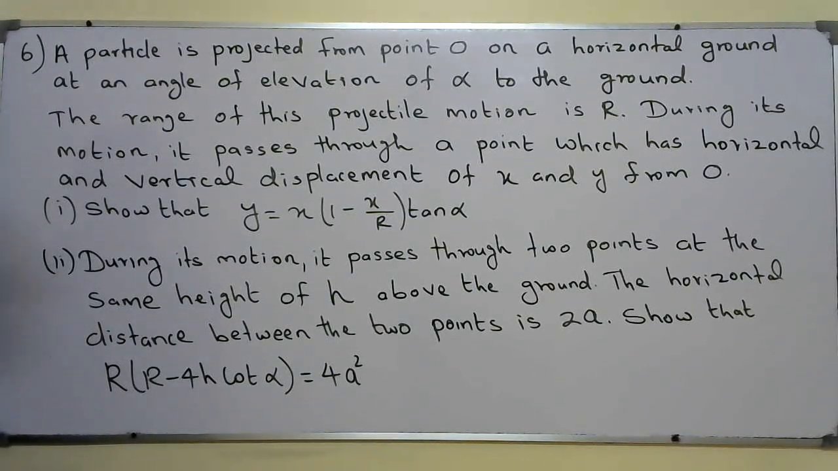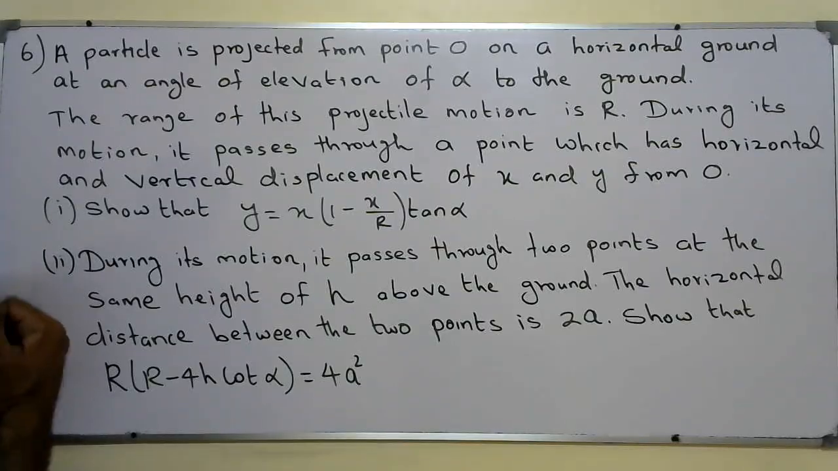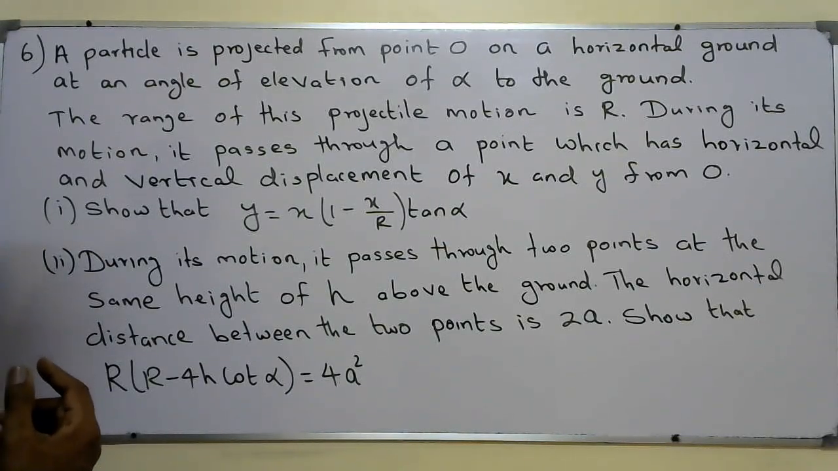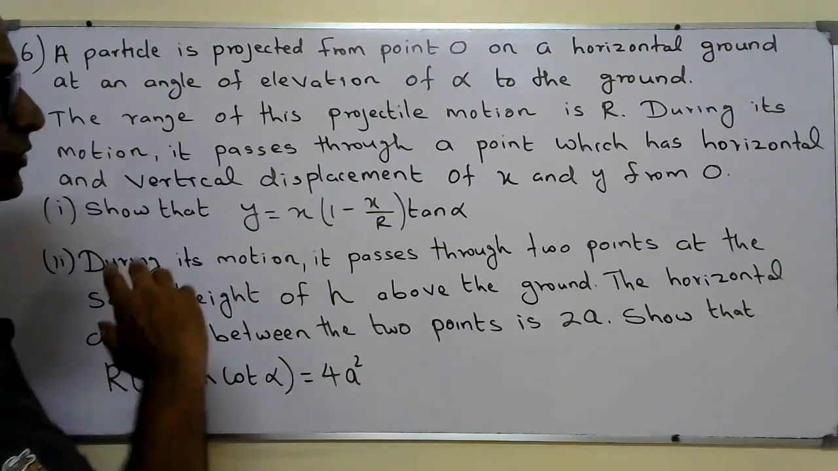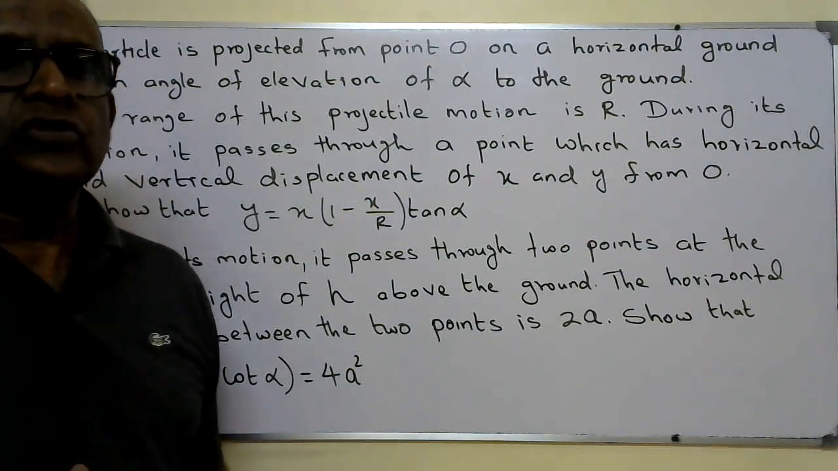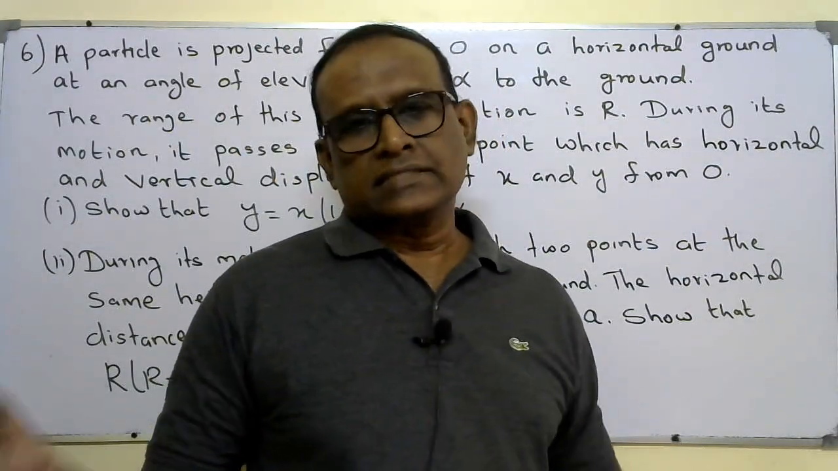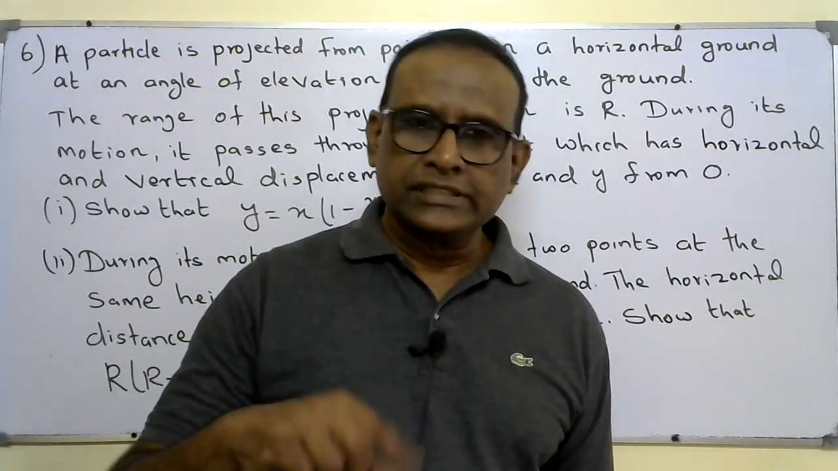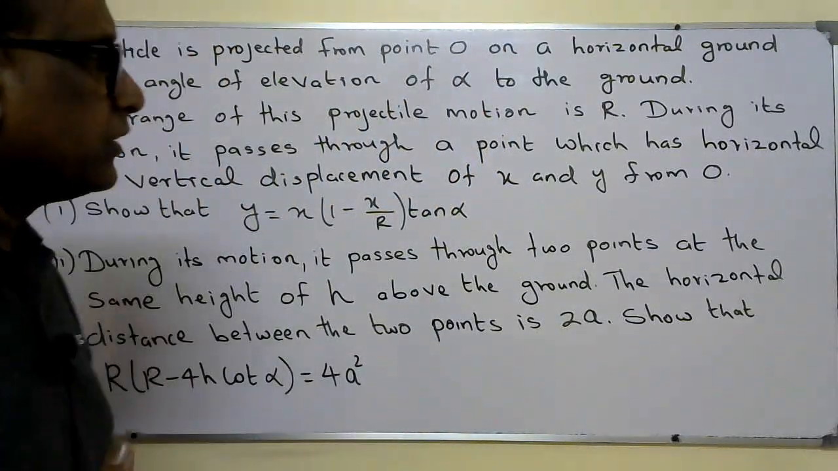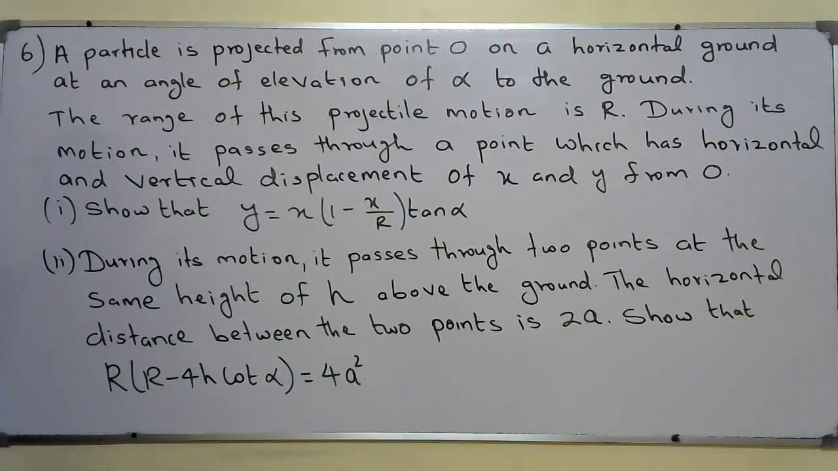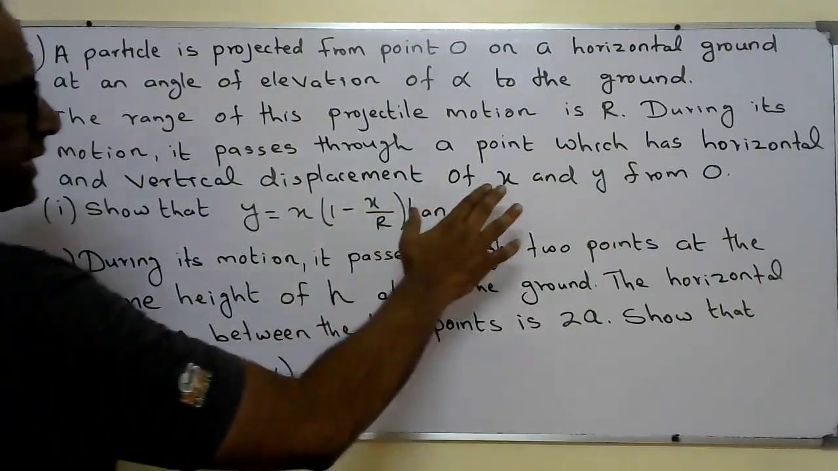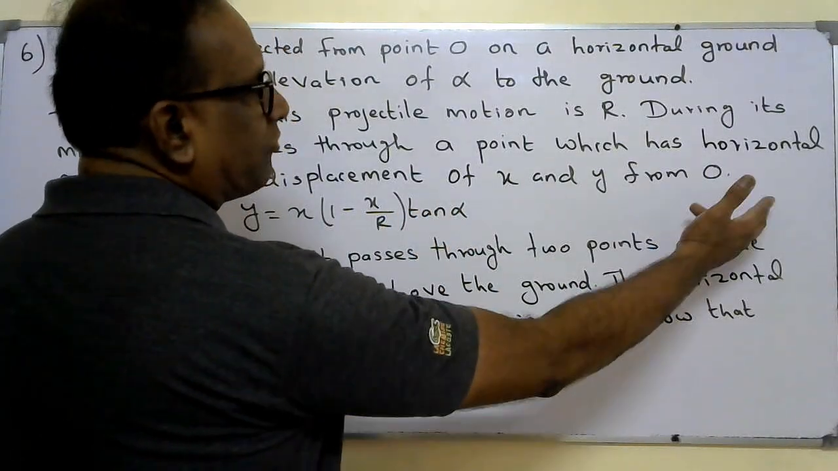Okay, question number 6. A particle is projected from point O on a horizontal ground at an angle of elevation alpha to the ground. The range of this projectile motion is r. So the range is given. You know the range is equal to 2u squared over g sine alpha cos alpha, or u squared over g sine 2 alpha. We know how to derive it. During its motion, it passes through a point which has horizontal and vertical displacement of x and y respectively from O.